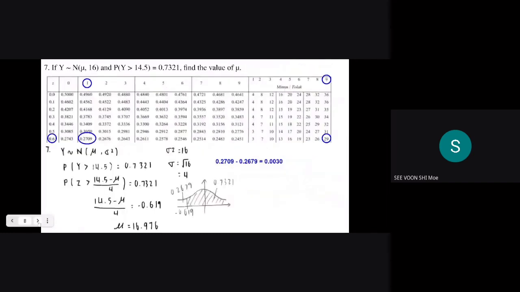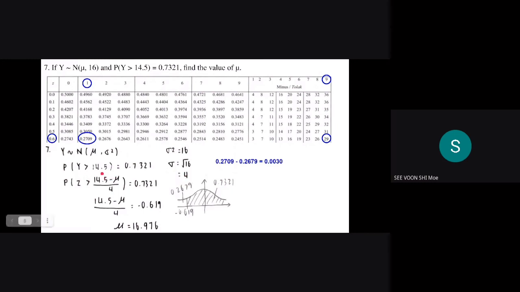Next, question 7. We need to find the value of mean. So from the question given, we can find that variance is equal to 16. So the standard deviation is square root 16. We can get the number. The answer after calculating is 4.